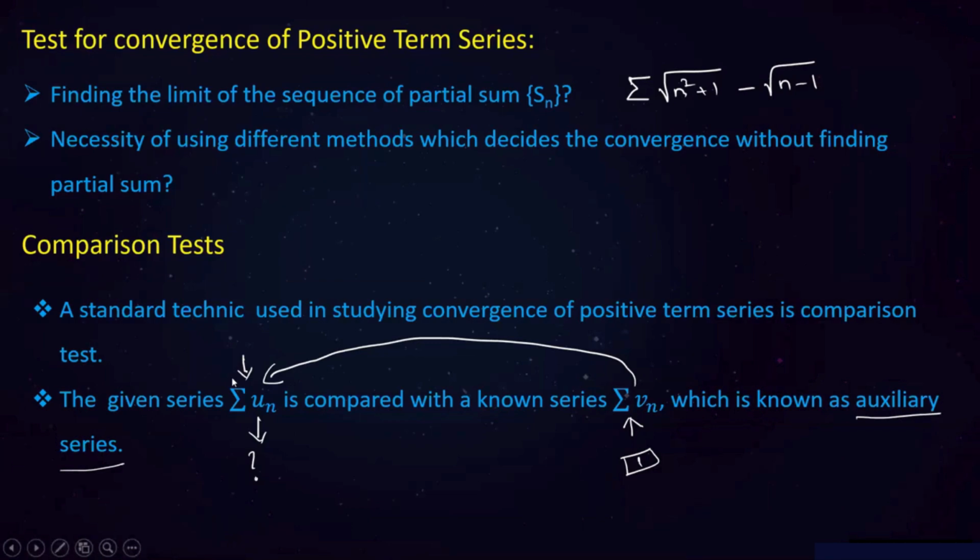But simply understand one simple point. In comparison tests, we always need one auxiliary series, right? What is an auxiliary series? An auxiliary series is a series whose convergence is already known to you. But sir, that is the question. That itself is the question. How can we decide whether that is convergent or not? There are a few standard ideas.